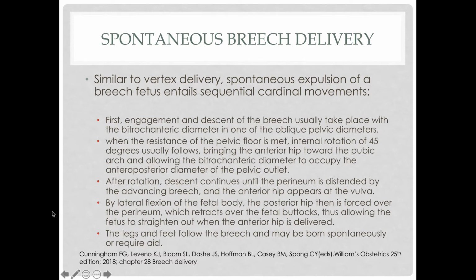After rotation, descent continues until the perineum is distended by the advancing breech and the anterior hip appears at the vulva. With bilateral flexion of the fetal body, the posterior hip is then forced over the perineum, which retracts over the fetal buttocks, thus allowing the fetus to straighten out when the anterior hip is delivered. The legs and the feet follow the breech and may be born spontaneously or require aid.